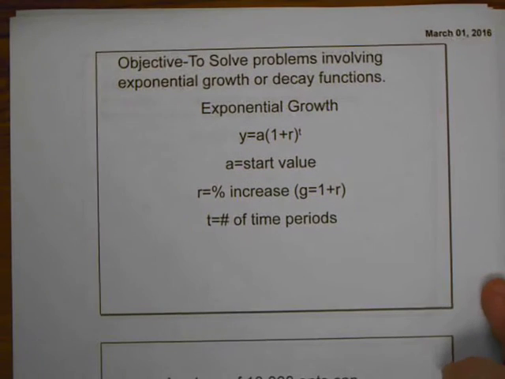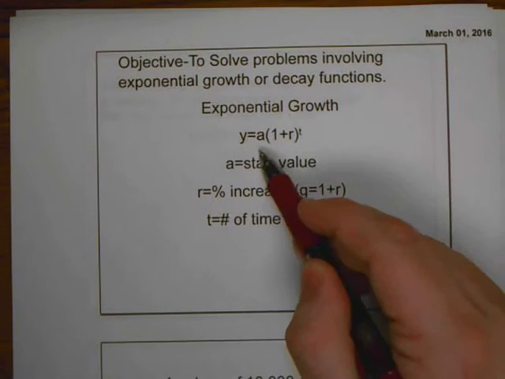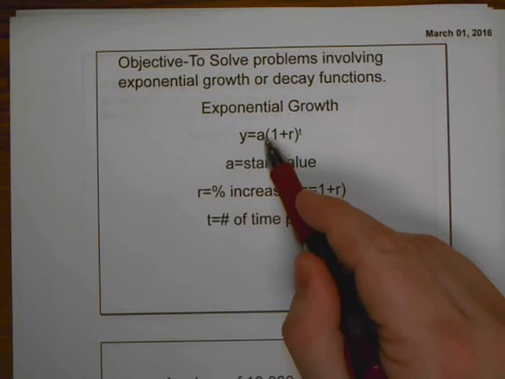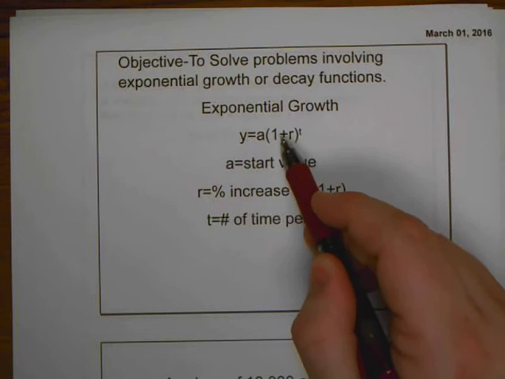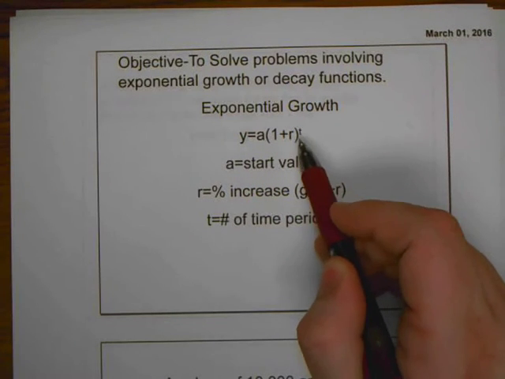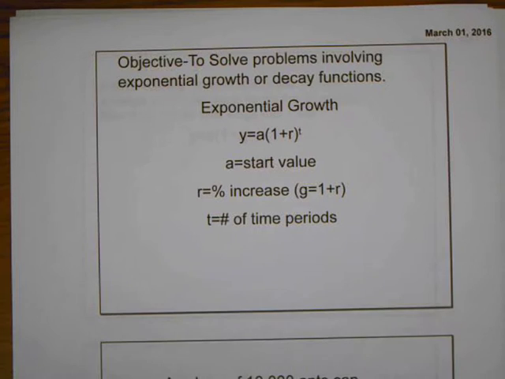So we're going to have a basic equation we use for exponential growth. And it's going to look like this. Y equals A(1 + r)^t. A is going to be our start value. It's going to be whatever amount we start with. R is going to be a percent increase. The problem will say it will increase by 10% or it will increase by 5%.